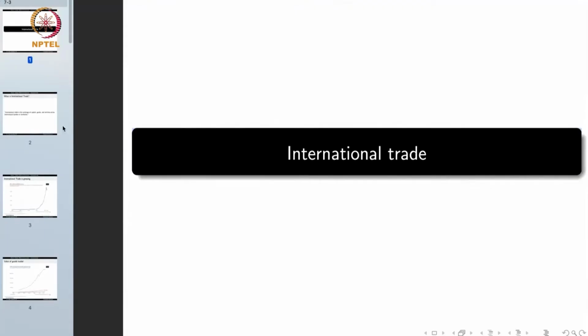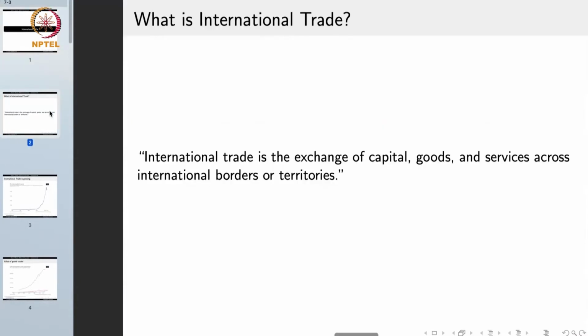Namaste. We carry forward our discussion on markets, welfare and conservation, and in this lecture we shall explore international trade. So what is international trade? International trade is the exchange of capital, goods and services across international borders or territories.